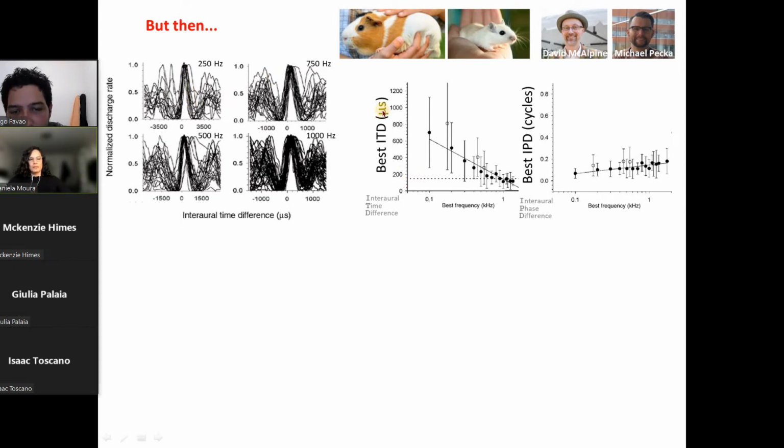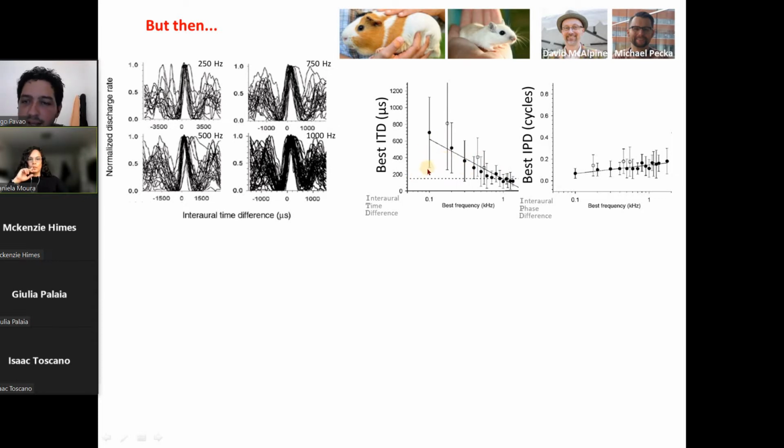And when you check here is the best ITD, right? The ITD that makes the neuron fire more. So depending on the frequency, there is a best ITD. All of them here is 250 hertz, so it's more or less here, right? There is variability across it, but there is a very clear mean. And when you increase the frequency, you have lower best ITDs.